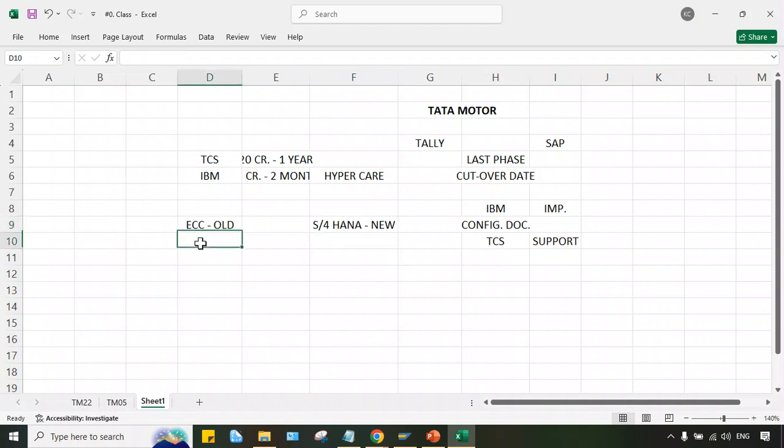But when the implementation was happening on the ECC version, we had to follow the ASAP methodology. And the same implementation is now happening on S4 HANA, so we have to follow the Activate methodology. Okay, now I'll give an explanation about the Activate methodology, and let's have a look at how it is similar to ASAP. In ASAP we have 5 phases. In Activate, 5 to 6 phases. Some people will say 6 phases, some people will say 5 phases.